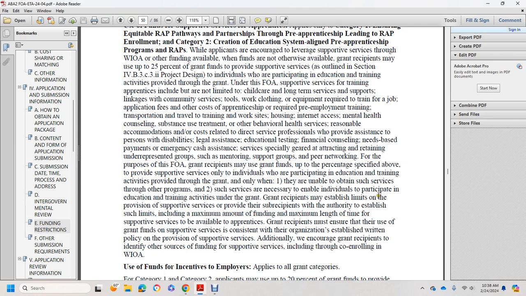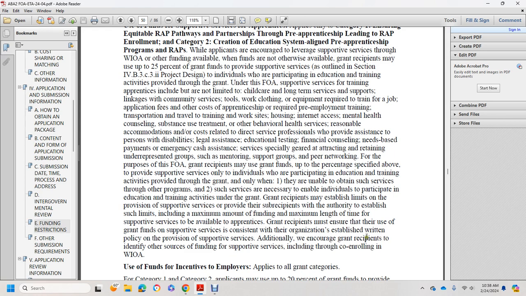Grant recipients may establish limits on the provision of support services or provide the sub-recipients with the authority to establish such limits, including the maximum amount of funding and maximum length of time supports are available over the apprenticeship. Grant recipients must ensure that their use of grant funds for support services is consistent with their organization's established written policy for the provision of supportive services.